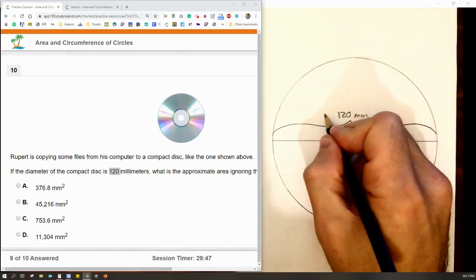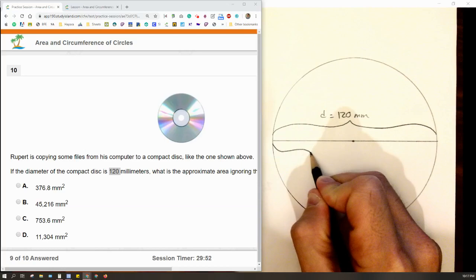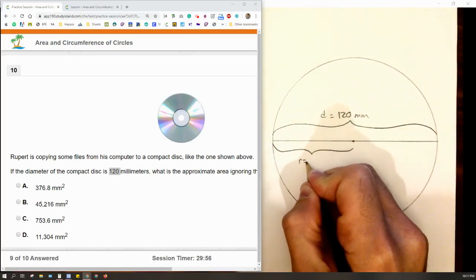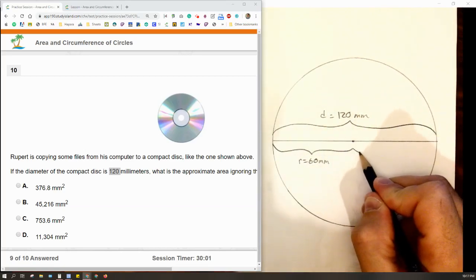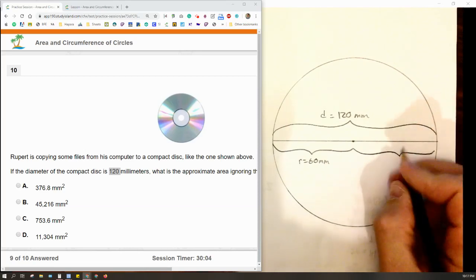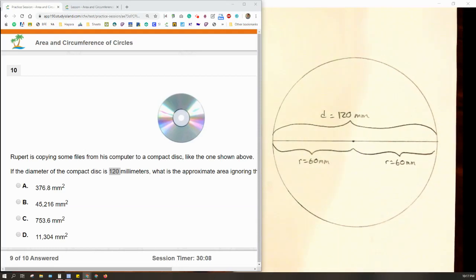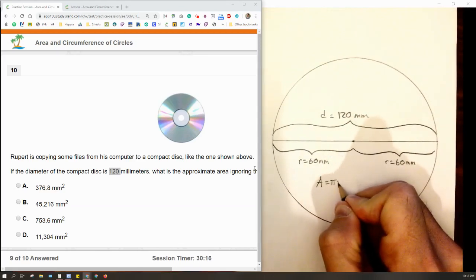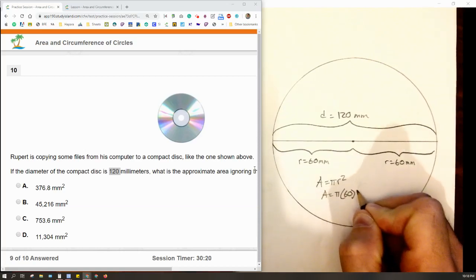And that's the diameter, okay? So the diameter equals 120 millimeters. Then the radius, which goes from the center to the edge, has got to be 60 millimeters, okay? That's 60, and the other radius, that's 60 also. So the radius is 60 millimeters. The diameter is 120 millimeters. It's asking for the area. What's the approximate area? The area is equal to pi times the radius squared. So the area is equal to pi times 60 squared.